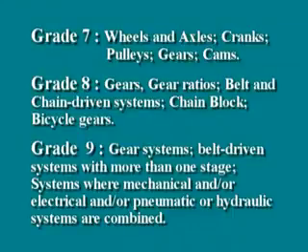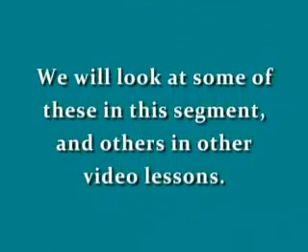In Grade 7, we introduce wheels and axles, cranks, pulleys, gears and cams. In Grade 8, in greater detail, gears, gear ratios, belt and chain drive systems, chain block and bicycle gears. And in Grade 9, we look at gear systems, belt-driven systems with more than one stage, systems where mechanical and/or electrical and/or pneumatic or hydraulic systems are combined. We will look at some of these in this segment and others in other video lessons.